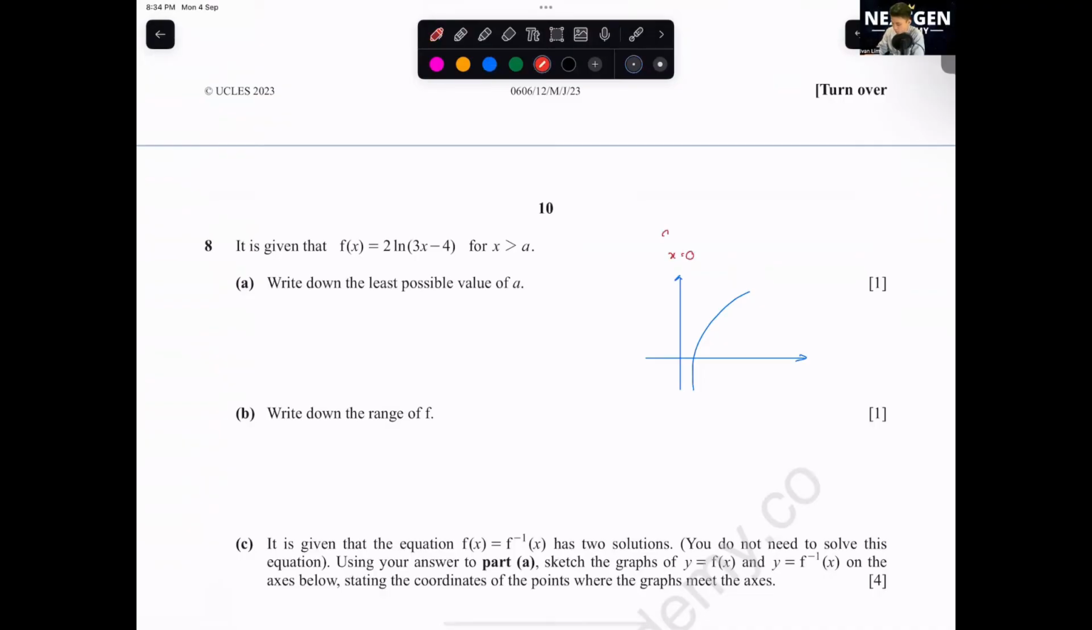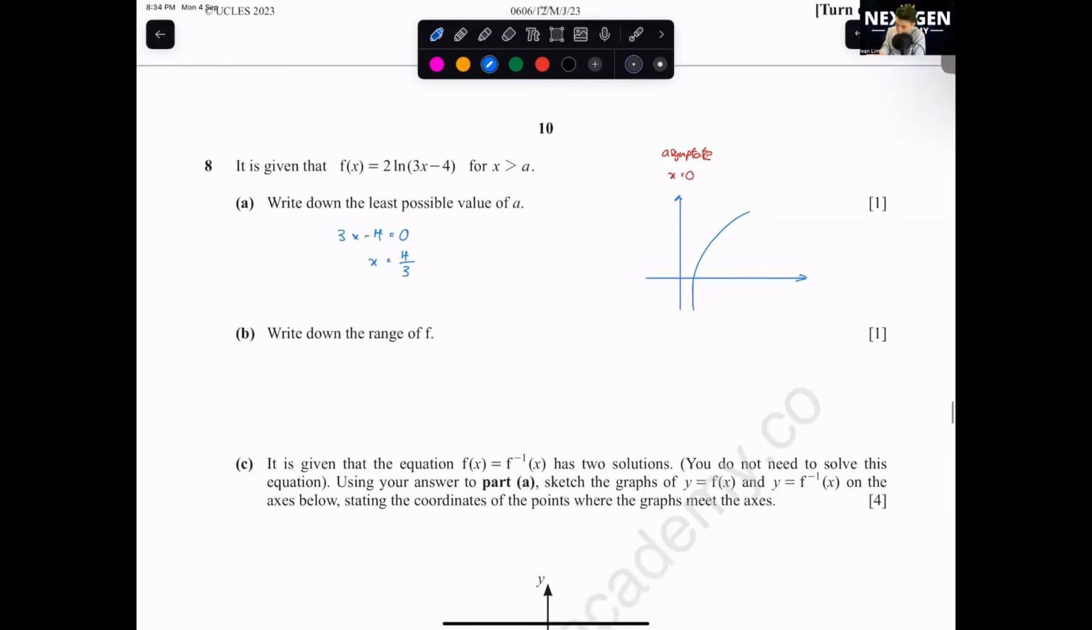x equals to 0 is the asymptote, because math error. You can't ln 0. So here equals to 0. That is the least possible value. So 3x minus 4 equals to 0. x will be equals to 4 over 3. Just always remember this.